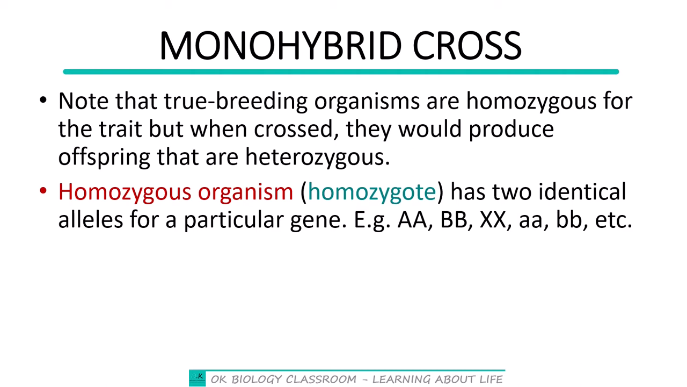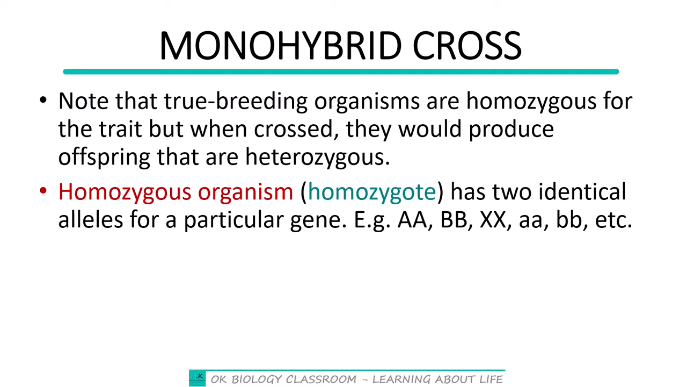So a homozygous organism, or a homozygote, has two identical alleles for a particular gene. For the trait that we are considering, if the set of alleles that make up the genotype are the same, then that organism is homozygous. For example, if the trait we are considering is the color of the flower, or the height, or the type of blood, and the organism has the same kind of alleles. So, for example, an organism has capital A, capital A, capital B, capital B. You see that the letters are the same for the genotype. Capital X, capital X, small a, small a, small b, small b, etc. These tell that the alleles are the same for the particular genotype we are referring to.